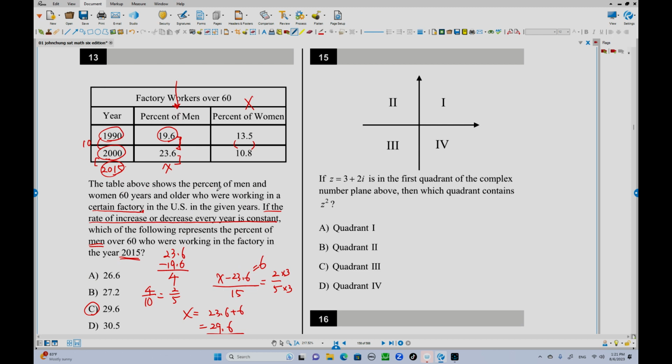Number 15. Z equals 3 plus 2i, a complex number. Where is this number? That's the question. So z squared equals how much? You make a square here. 3 squared is 9. 2i squared is 4i squared, and the plus 12i. i squared is negative 1, so this is negative 4. So 9 minus 4 is 5 plus 12i. Real is positive, imaginary also positive here, right? 5 is real and 12 is imaginary.